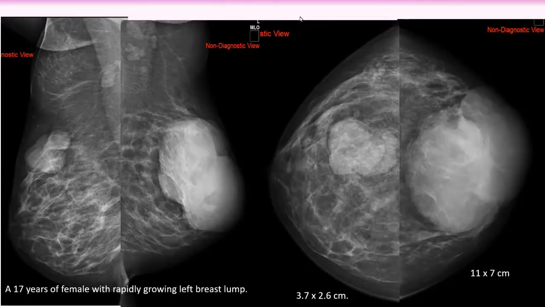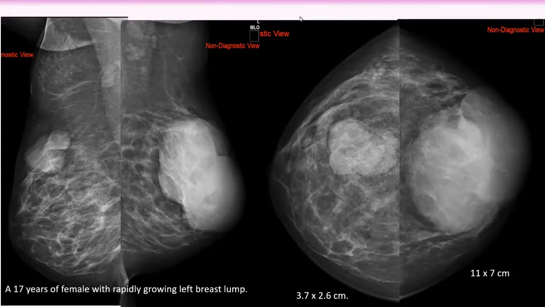Can you see the skin? No, I couldn't appreciate the skin and nipple also. Yes. There are multiple axillary lymph node enlargement, non-specific. There is a similar smaller lesion in the contralateral breast, on the right. It is written here, the history: 17-year-old female with rapidly growing left breast lump. So what is your impression?